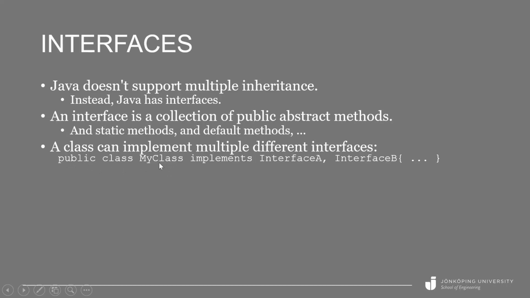So public class, the name of the class, implements, and then this interface and this interface. And if you want, you can implement more interfaces by separating them with commas. Then of course inside your class you need to implement all the abstract methods inside these interfaces. So here we can, for example, create one interface that specifies how a computer should work, one interface that specifies how a cell phone should work.